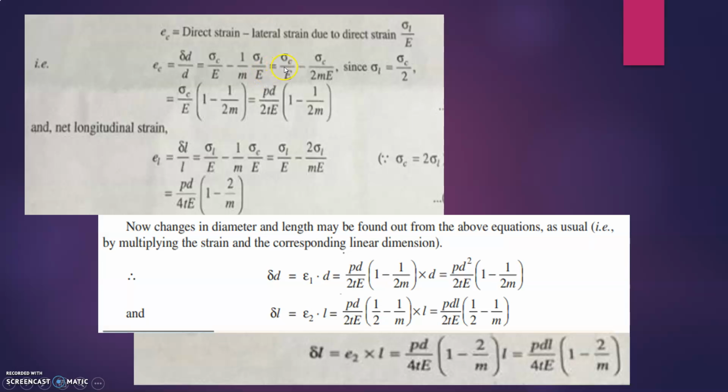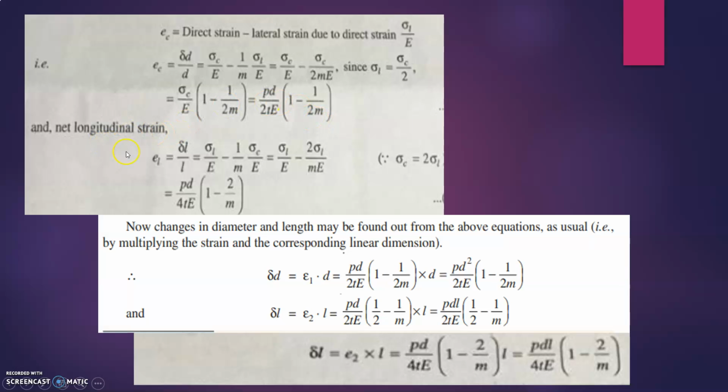Now when you simplify this, you get sigma c divided by E minus sigma c into 1 by 2mE. Why 2mE? Sigma L is equal to, as I have told, circumferential divided by 2. Longitudinal stress is always equal to half of the circumferential stress. So once you substitute this and simplify, you get this formula. So this circumferential strain is given by pD divided by 2tE into 1 minus 1 divided by 2m.